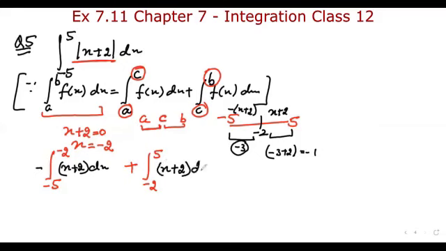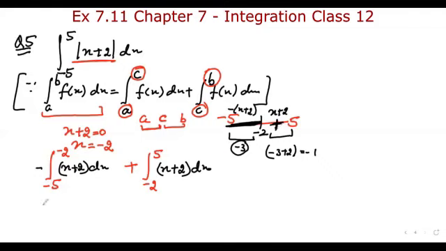Very important point to understand. To get the positive or negative sign, just put any value from this interval in the function. If you get a positive answer, the sign will be positive. If you get a negative answer, the sign will be negative. But normally in these modulus functions, the right side is always positive and the left side is always negative in maximum cases.